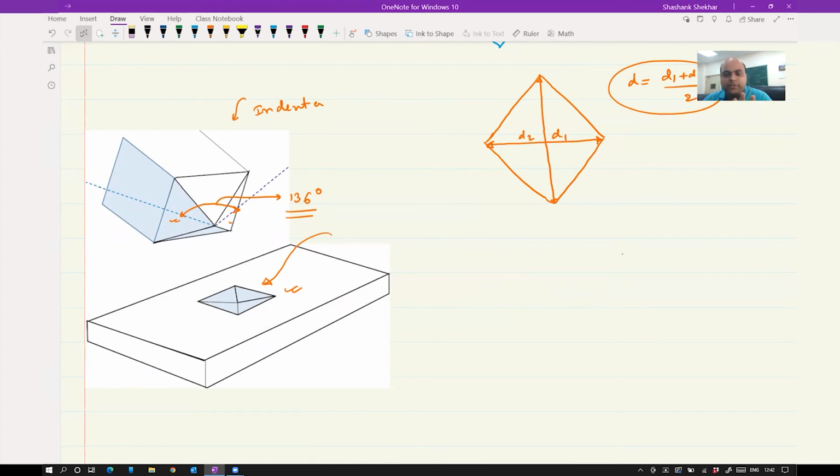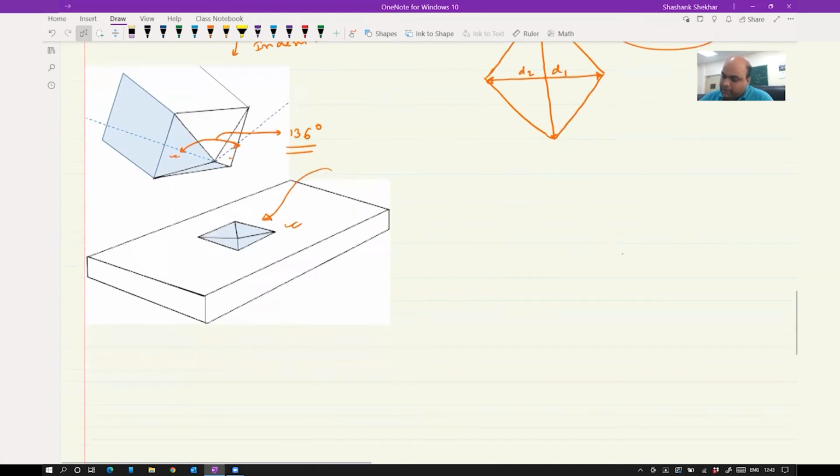Now there are two ways you can measure this D1 and D2. You can use the same microscope attached to the machine, and there you can measure D1 and D2. Or nowadays, we have sophisticated machines and attached equipment, so there are cameras attached to your machine, and then the camera can capture your image, and then you have a computer attached to it where you can nicely measure your D1 and D2, and finally you can find out the average, which will be your final diagonal length when you calculate the hardness.